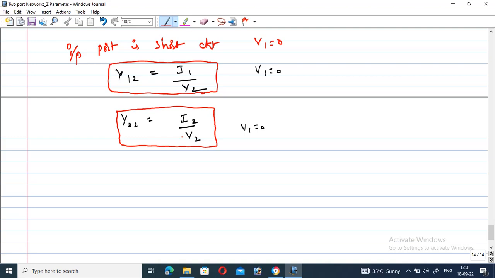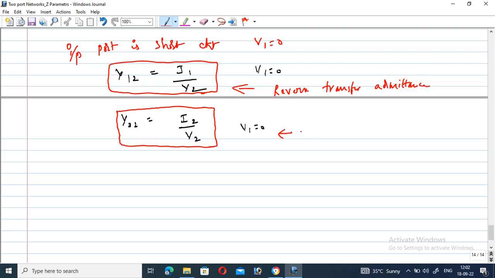Very important. Y12 and Y21 are also called the reverse and forward transfer admittances. I1 by V2 is called the reverse transfer admittance. I1 by V2 is equal to the reverse transfer admittance. Okay, this is called I2 by V2.